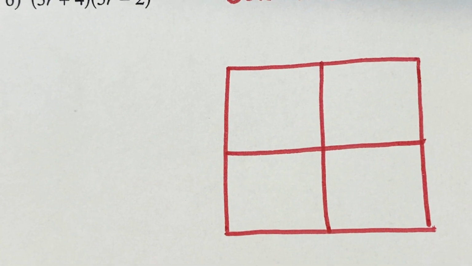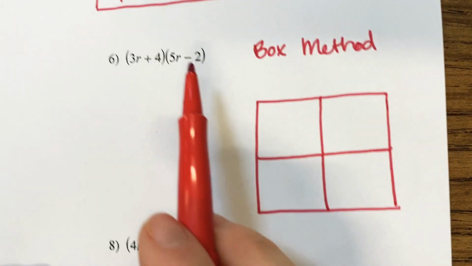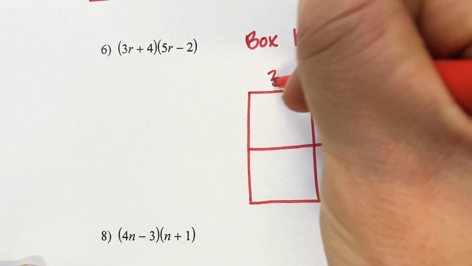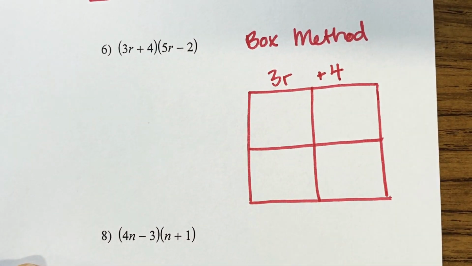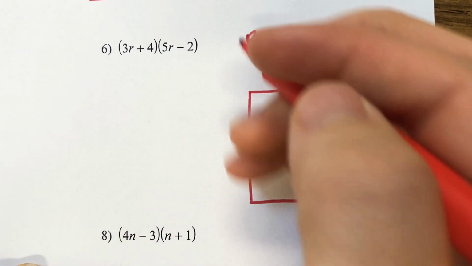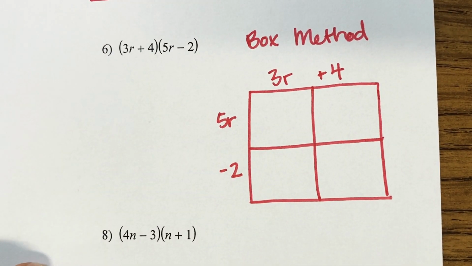And now that we have our box with our 4 squares, let me zoom out just a little bit. Okay, we're going to take our first binomial, so 3r plus 4, and we're going to put it on the top. Okay, so I have 3r plus 4. Okay, then we're going to take our second binomial and put it down the side. 5r minus 2.